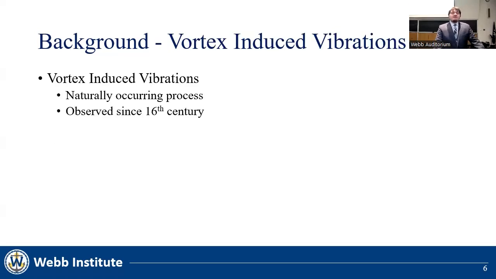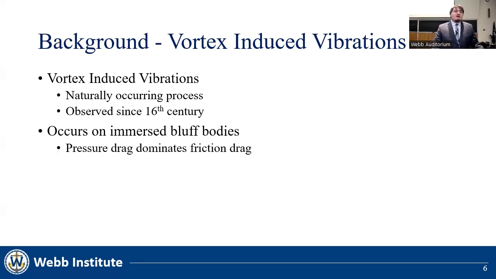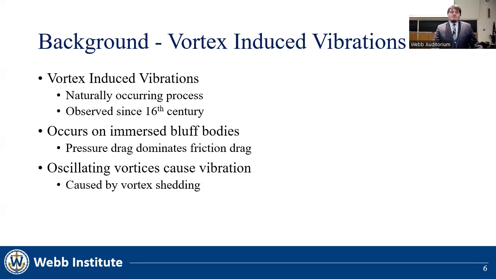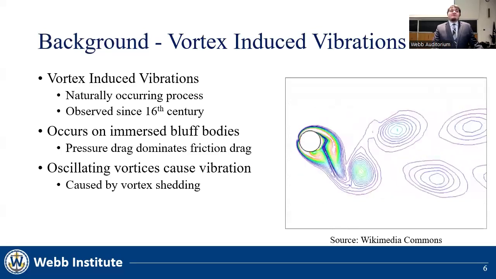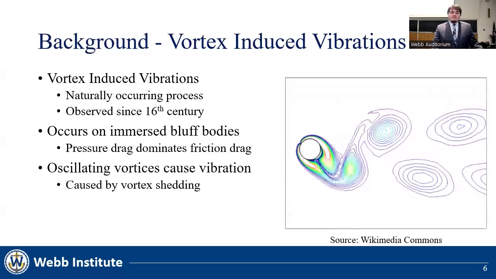So, as I mentioned, vortex-induced vibrations are a naturally occurring process that have been observed since at least the 16th century. They occur when bluff bodies are immersed in a free stream flow, bluff body being when the pressure drag will dominate over the frictional drag. Vortices will form off the trailing edge of these objects, which can then cause vibration. This is known as vortex shedding. Here's a little animation of a cylindrical body experiencing vortex-induced vibrations.